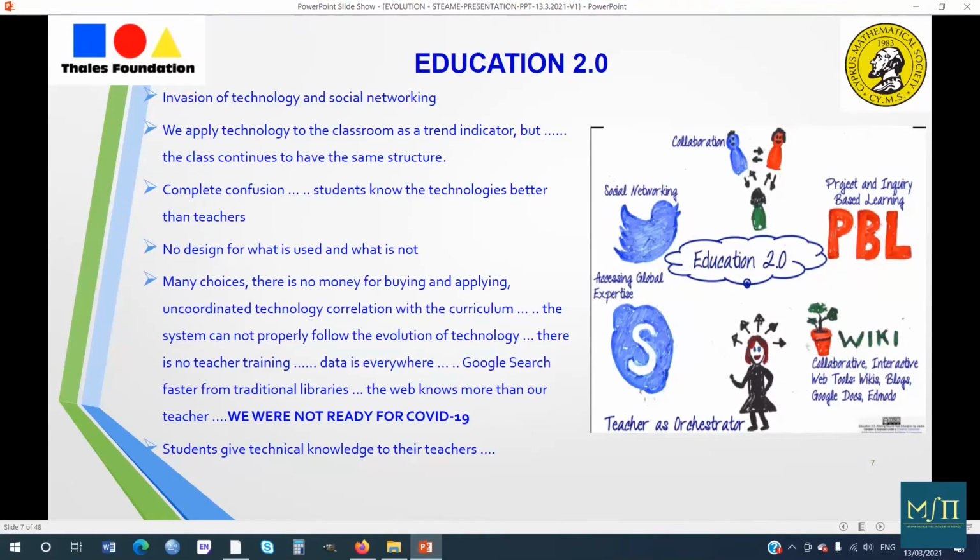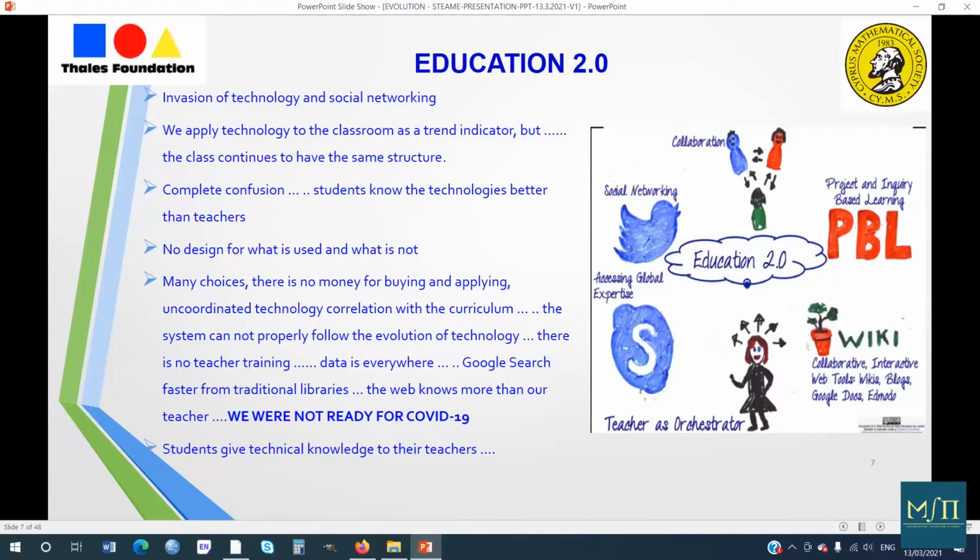Data is everywhere. Google searches faster than traditional libraries. When I was a student in the 80s at the university, I wish I had Google at that time. There was no Google. In order to find any information we needed, we had to go to libraries, spend hours checking books, checking the content, until we found what we were looking for. Sometimes we spent 3-4 hours to find something that today we can find in 10 seconds through Google. So there is a big availability and access to data nowadays. The web knows more than our teachers sometimes.